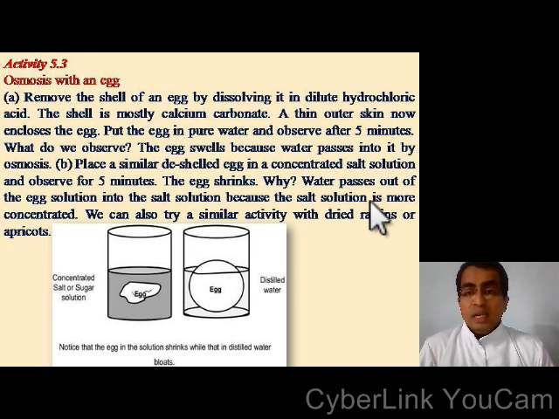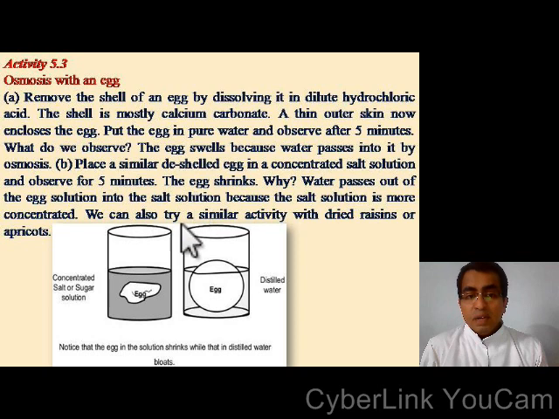Now let's go for an activity, osmosis with an egg. Remove the shell of an egg by dissolving it in dilute hydrochloric acid. The shell is mostly calcium carbonate. So the shell will be dissolving by the action of dilute hydrochloric acid. A thin outer skin now encloses the egg.